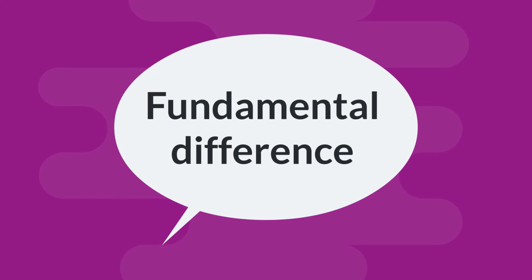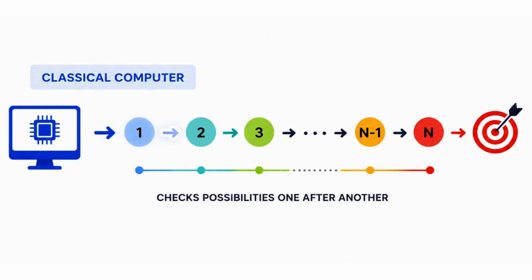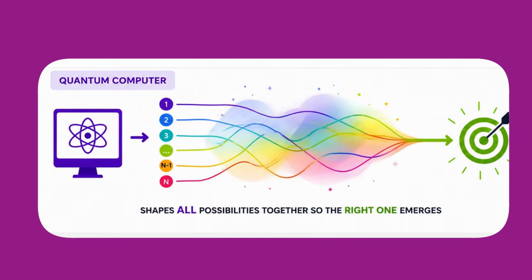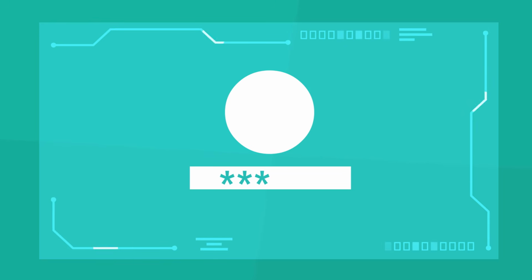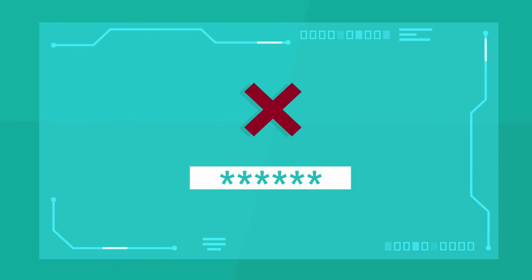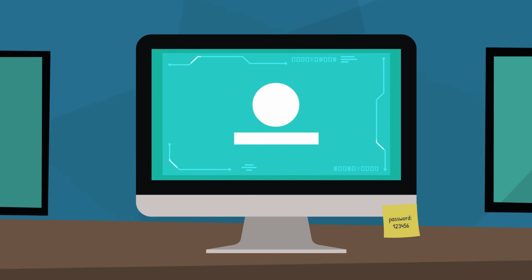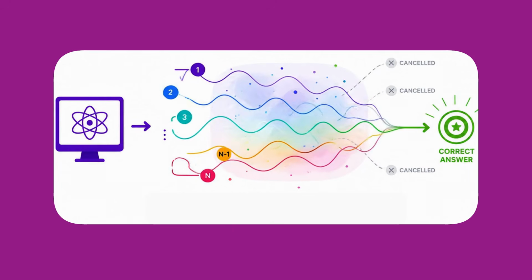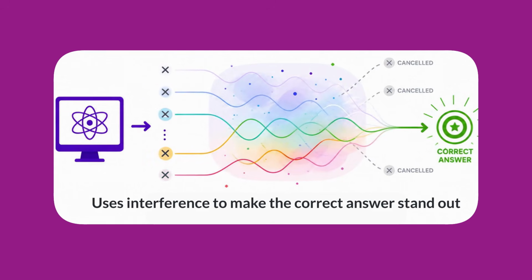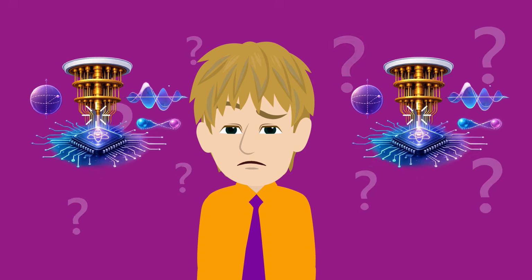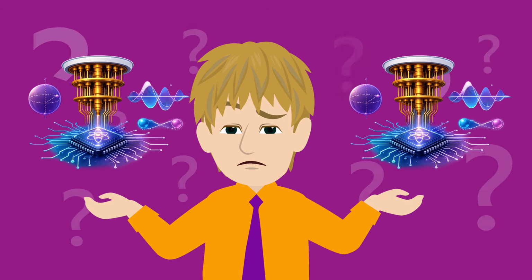That leads to a fundamental difference. A classical computer checks possibilities one after another. A quantum computer shapes all possibilities together so the right one emerges. Think of it like guessing a password. A classical computer tries one option at a time. Try, fail, try, fail. A quantum computer explores many possibilities at once and uses interference to make the correct answer stand out.